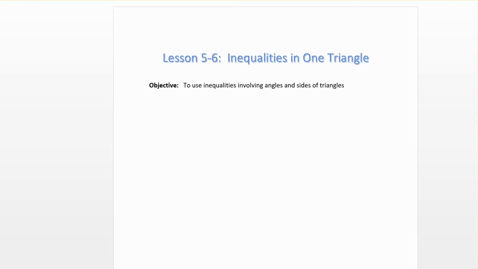Today we're going to go through lesson 5-6 in your textbook, Inequalities in One Triangle. Our objective in this section is to use inequalities involving angles and sides of triangles. And there's three main things we're going to look at.